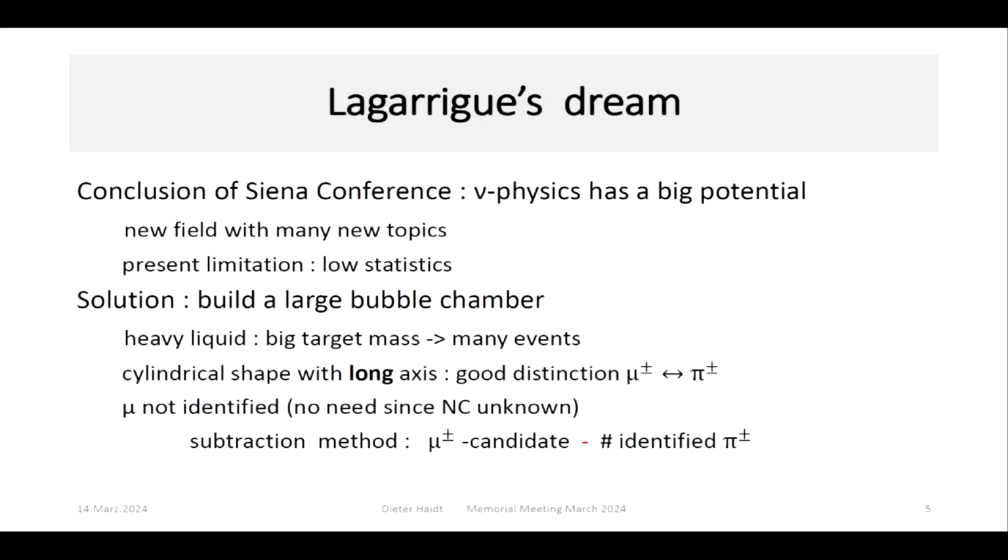At the end of the conference in Siena, people were thinking about what had really come out, and Lagarrigue was one of them and said, well, the potential of this new field is extremely big, so we have to think of a new detector in order to get more statistics. The idea was to build a large bubble chamber, which became Gargamelle. And you know that the number of events is proportional to the target mass. Therefore, you need a big chamber and also a heavy liquid. It was a cylindrical chamber such that you can distinguish in an interaction whether you are dealing with a muon or with a pion.